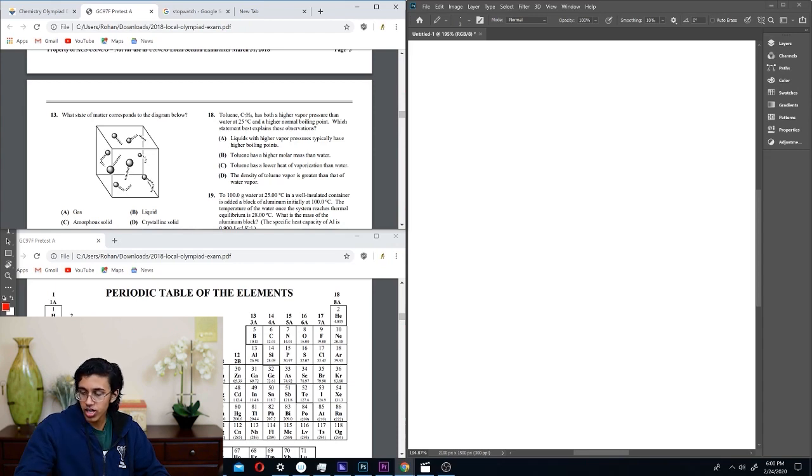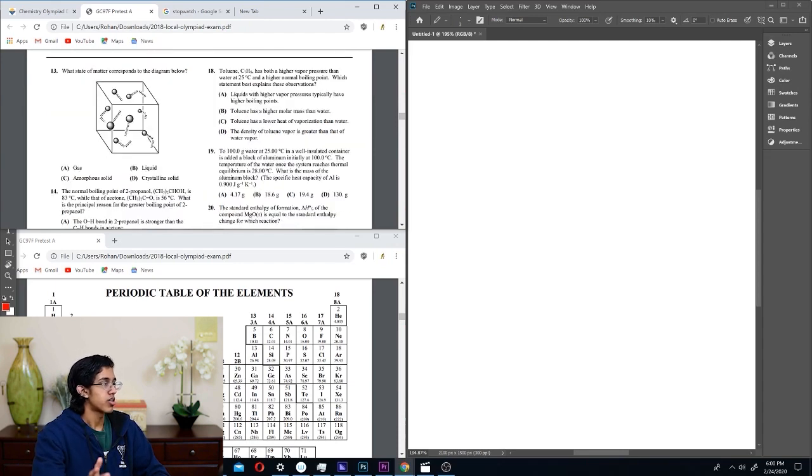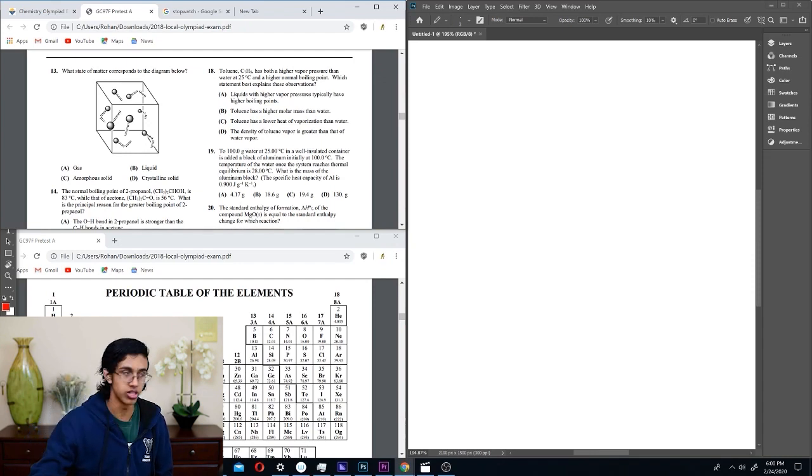Okay, D it is. 19. To 100 grams of water at 25 degrees Celsius in a well-insulated container is added a block of aluminum initially at 100 degrees Celsius. The temperature of the water once the system reaches thermal equilibrium is 28. Okay, this is easy peasy lemon squeezy.